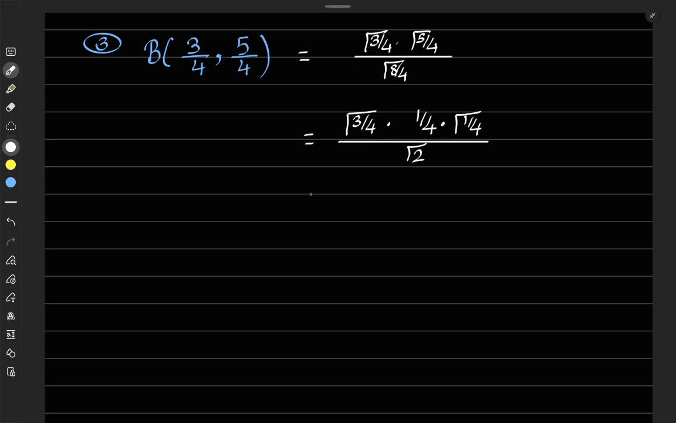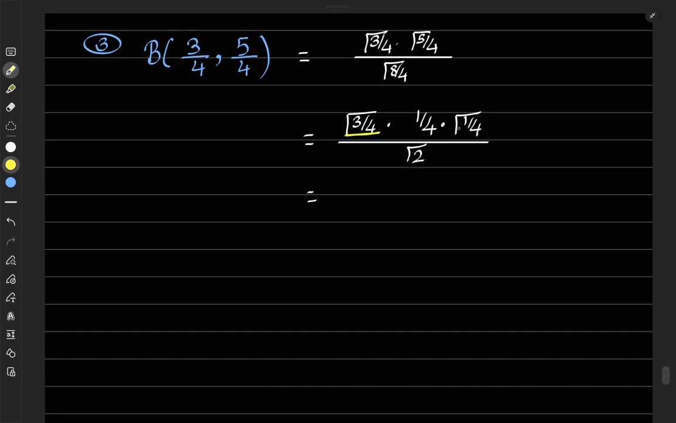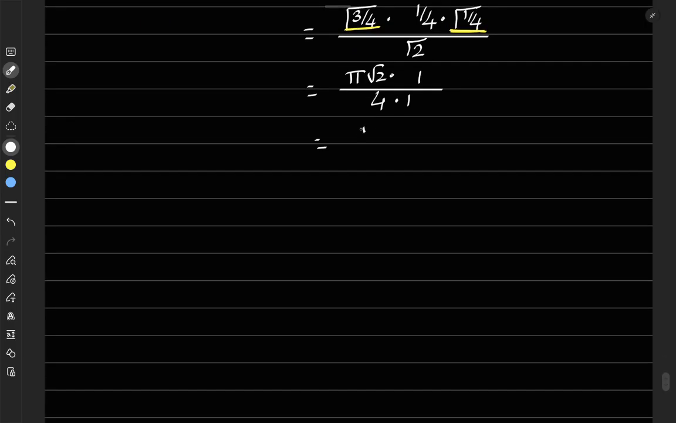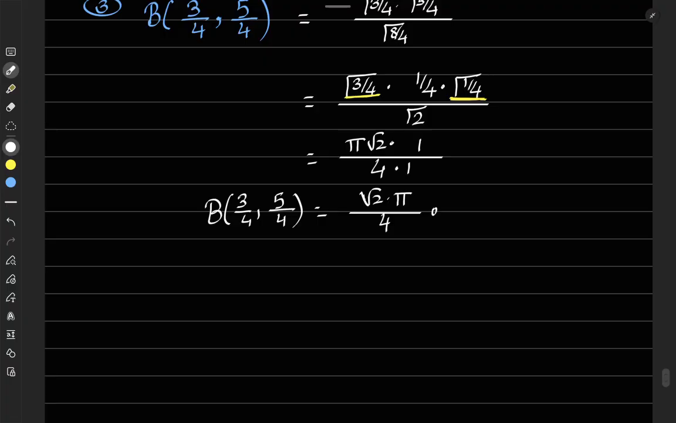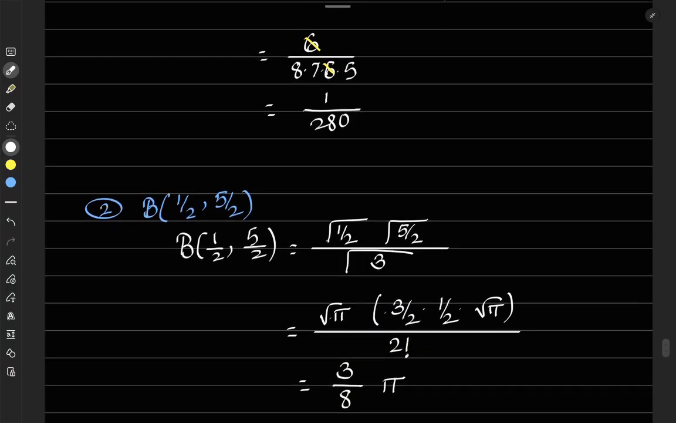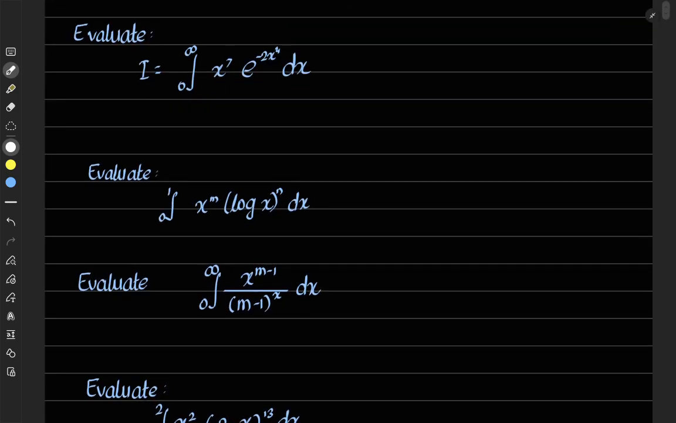divided by gamma 2. Notice that gamma 3 by 4 into gamma 1 by 4 is pi root 2. So this will be pi root 2 into this 1 by 4, and gamma 2 is 1. So you will have root 2 into pi divided by 4 as your beta 3 by 4 comma 5 by 4. So using these beta functions, we will evaluate some integrals. So let's start with some integrals to evaluate beta values.